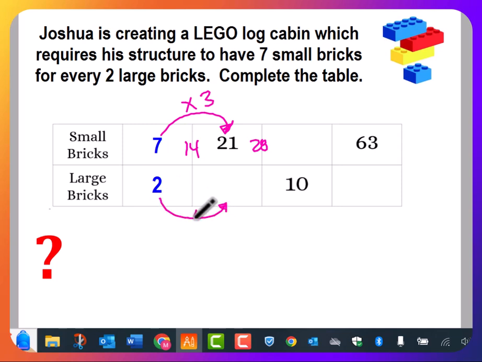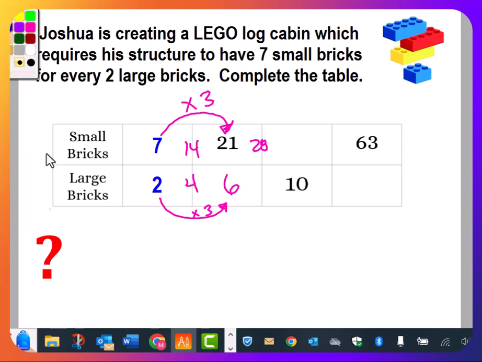You have to use that same scale factor and multiply it by 3, and 2 times 3 is 6. So if you have 21 small bricks, you would need to have 6 large bricks. You could have also listed the multiples. Multiples of 2: 2, 4, what comes next? 6.